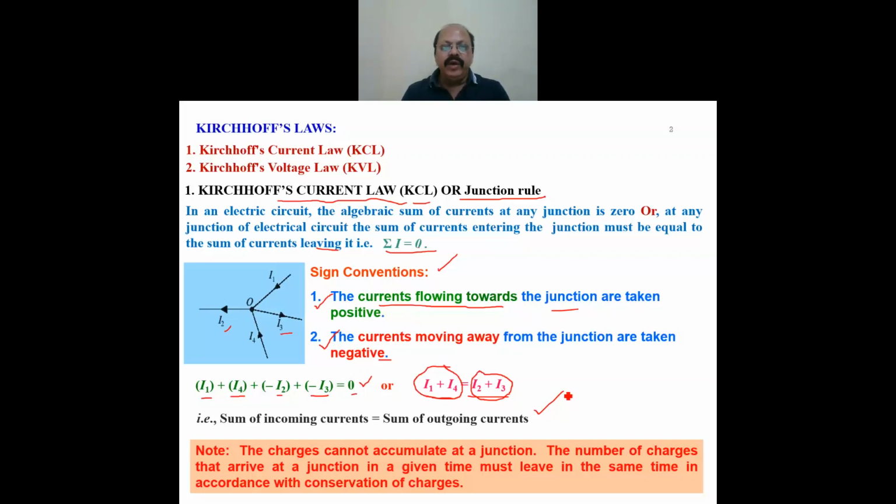Important point you have to note down here: the charges cannot be accumulated at a junction. The number of charges that arrive at the junction in a given time must leave in the same time, in accordance with the law of conservation of charges. So this is about Kirchhoff's current law or junction rule.